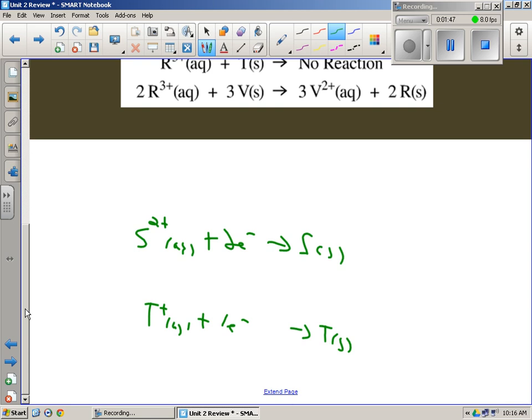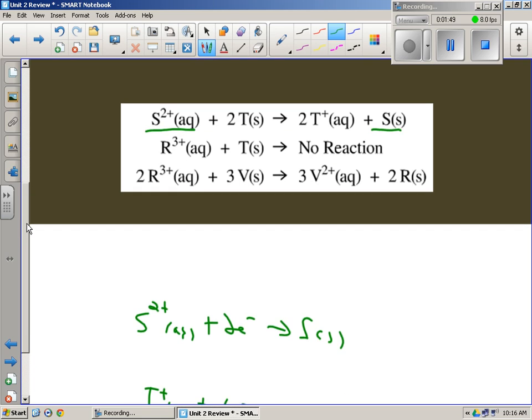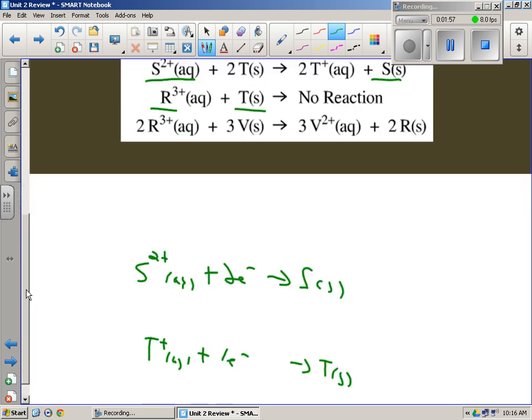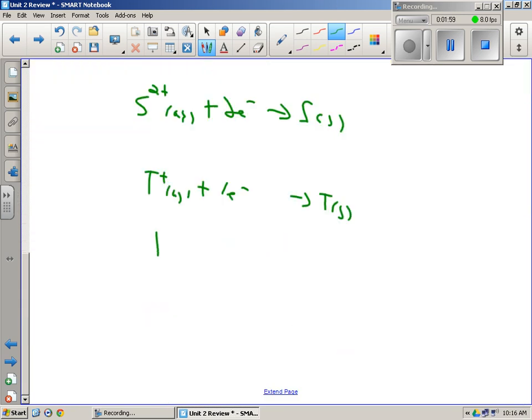Next, it says R3+, this and this. There's no reaction, so that must be a non-spontaneous reaction. R3+ must be lower than T solid, so R3+ would probably go down here somewhere, like so. Okay. And just to save a little bit of time, I'll skip the states there.